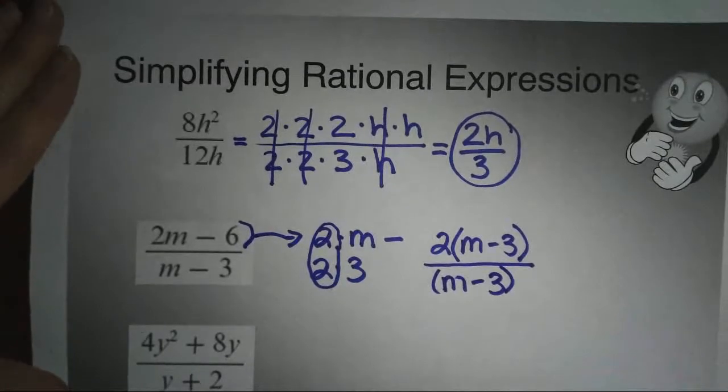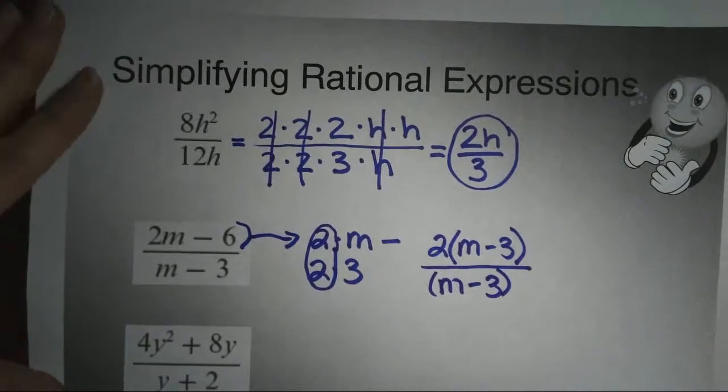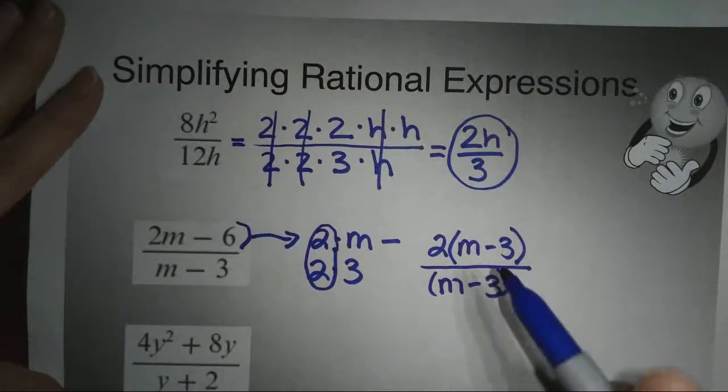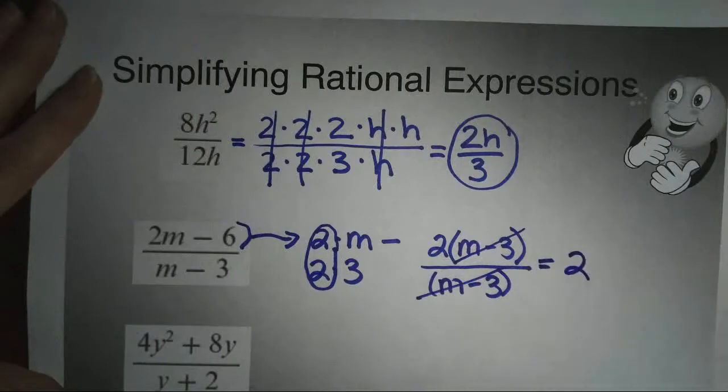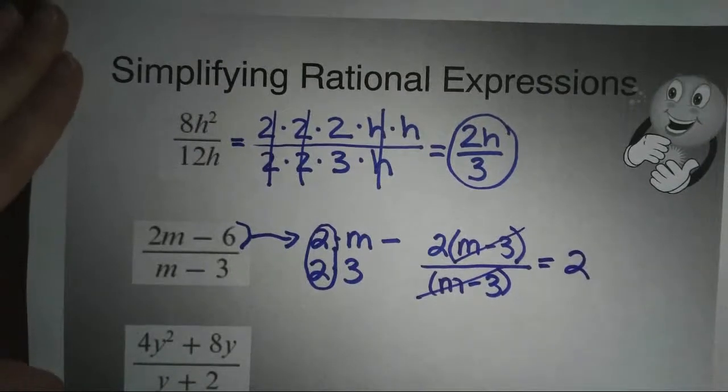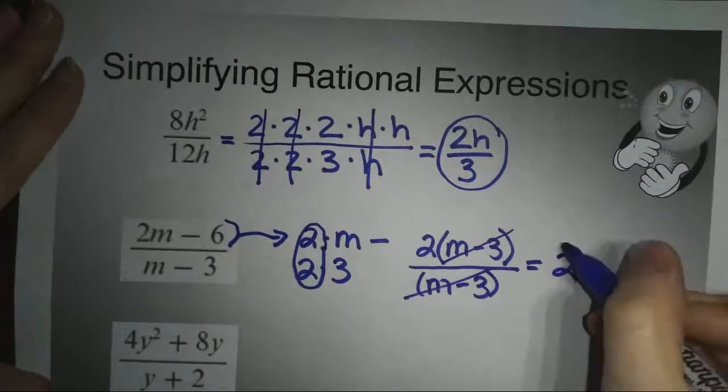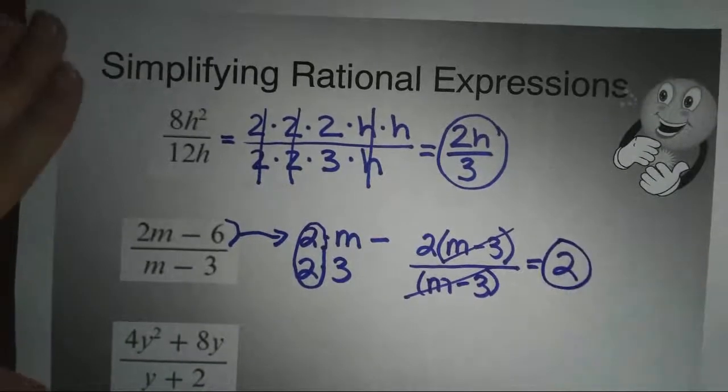Finally, I cancel out anything that's the same on top and on bottom. So on the top and on the bottom, I have m minus 3 as one of my factors. So those cancel, and I'm just left with 2. Now, that is my solution.